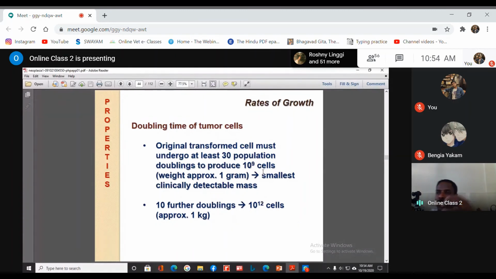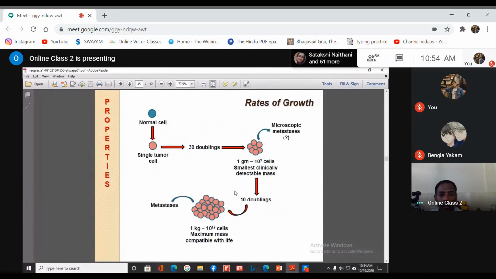You require only very few further growth for a tumor to become malignant or to cause damage or pathological lesion. So that is a feature, which you normally call doubling time. Here a normal cell is converted to a single tumor cell. Then a single tumor cell undergoes 30 doublings to become a 1 gram or 10 to the power of 9 cell mass, which is the smallest detectable size.